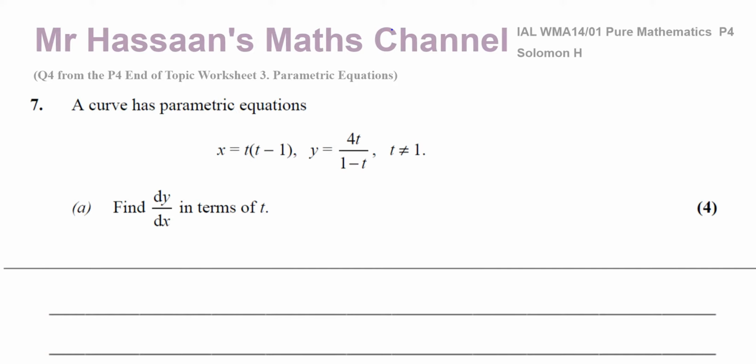Now, a curve has parametric equations x equals t times, in brackets, t minus 1, and y equals 4t over 1 minus t, and t is not equal to 1, of course, otherwise this part will become undefined. We've got to find dy/dx in terms of t.